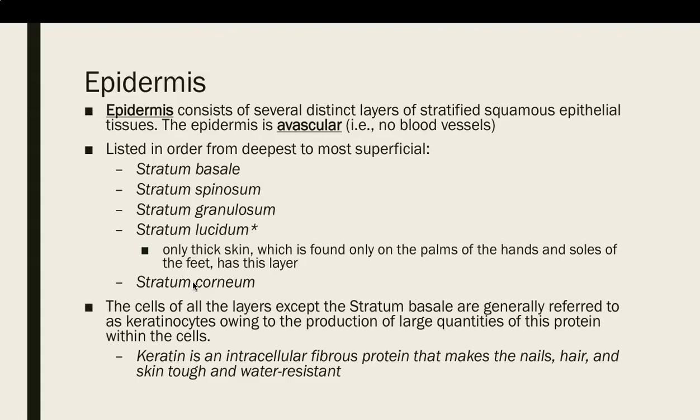All of these layers, except for the stratum basale, which is a special layer we'll talk about in a moment, that is the stratum spinosum, granulosum, lucidum, and corneum, are generally referred to as keratinocytes. This owes to the fact that they produce a ton of an intracellular protein called keratin. Keratin is an intracellular fibrous protein, and it makes up the heart of all the nails, the hair on your body, and your skin. And so these are called keratinocytes. Again, not necessarily the stratum basale.